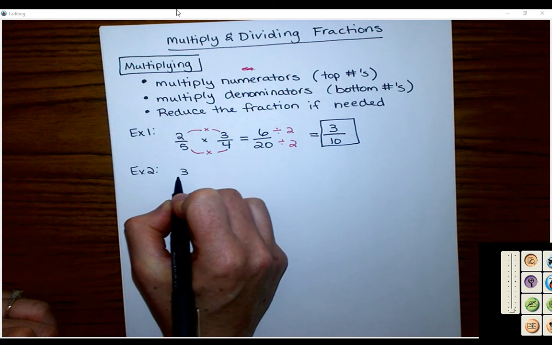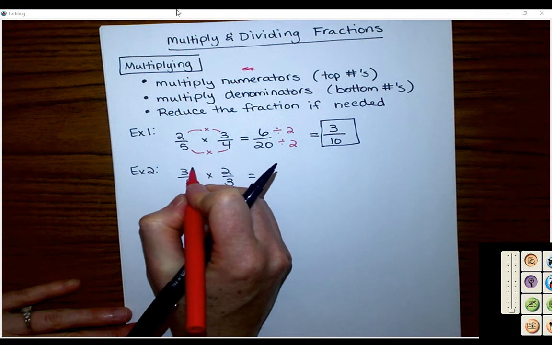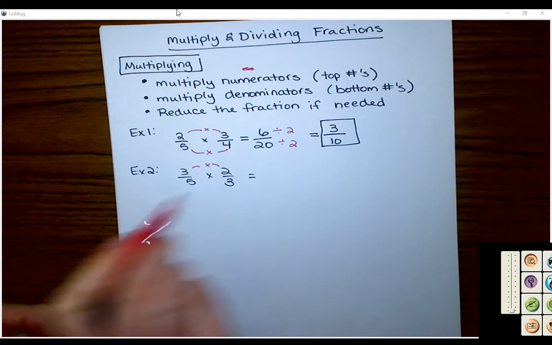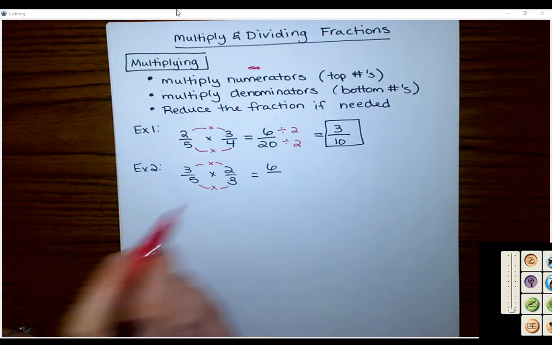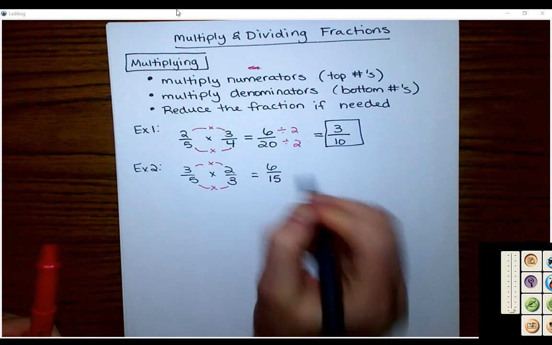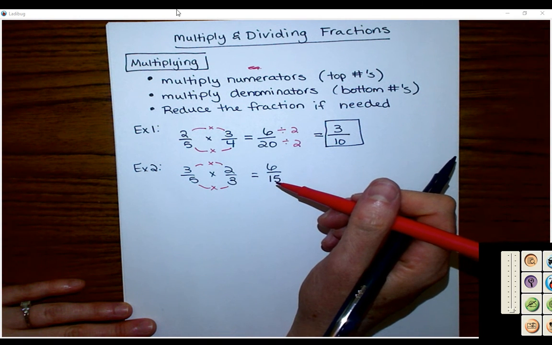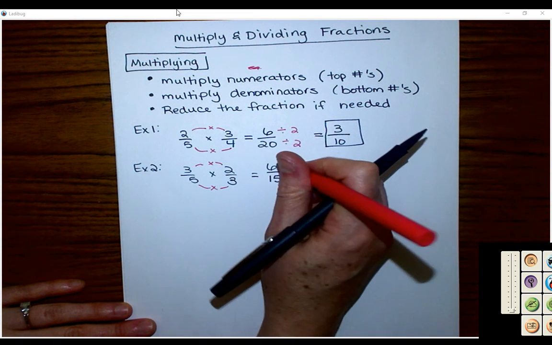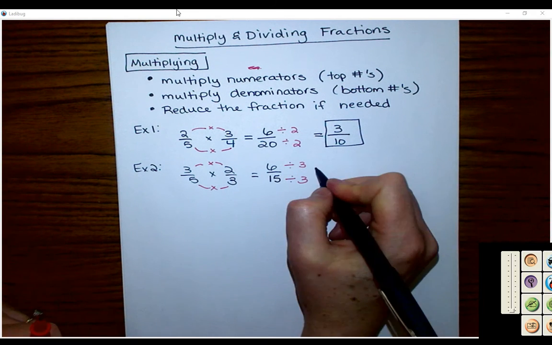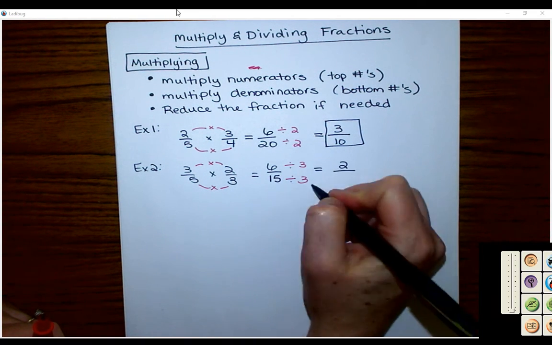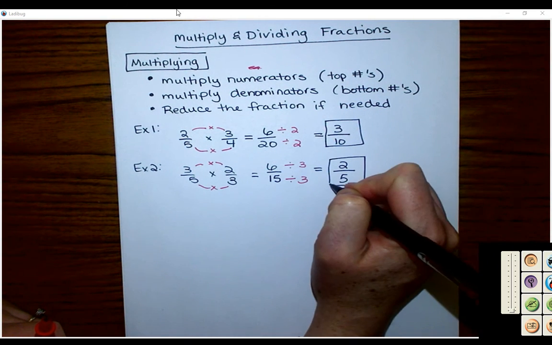Okay, let's look at example 2. Say I have 3/5 times 2/3. Again, I'm going to multiply the top. 3 times 2 is 6. Multiply the bottom. 5 times 3 is 15. And then see if I can reduce. These two numbers, what can they both be divided by? They can both be divided by 3. So 6 divided by 3 is 2, and 15 divided by 3 is 5. And then 2/5 is simplified as much as it can be.